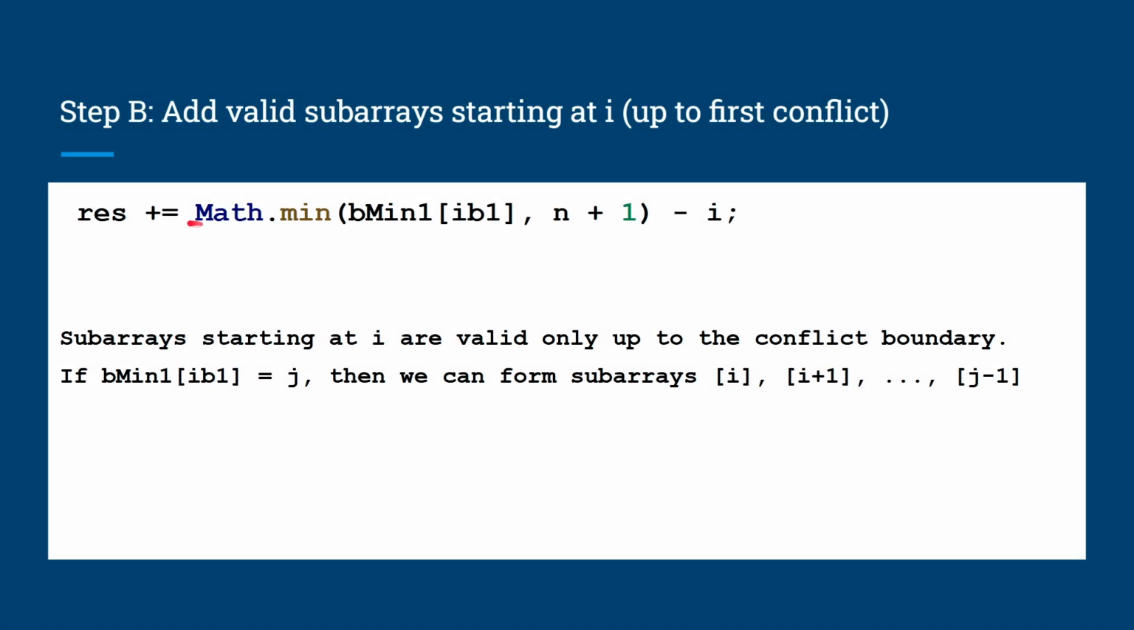Then we have to add the subarrays starting at i. So for that we'll take the min of this ib1, index b1, and n plus 1, and we'll do minus 1. So we'll keep updating res. What we are doing here is counting subarrays starting at i, and they are valid only up to the conflict boundary. So if b min at 1, ib1, is equal to z, then we can form a subarray i plus 1, and j minus 1.